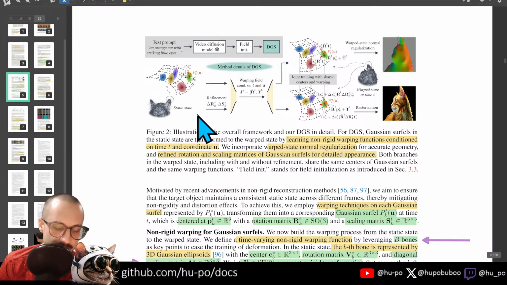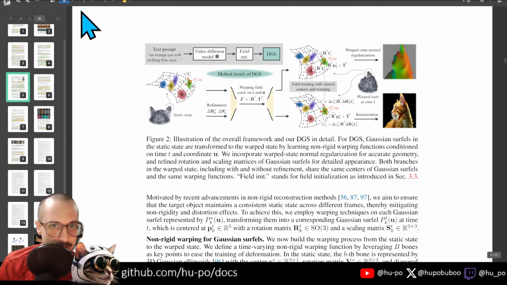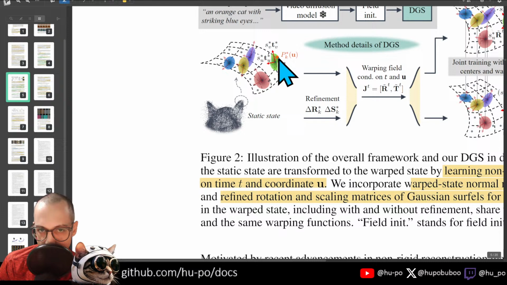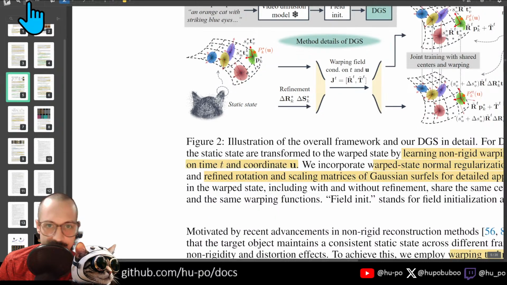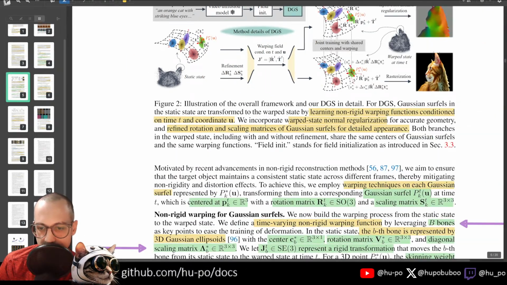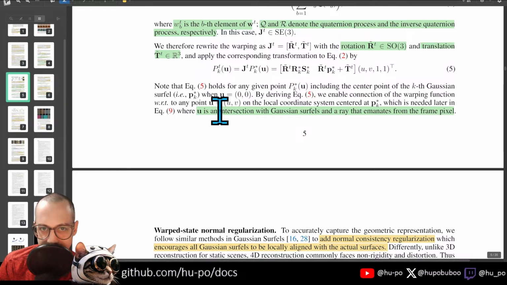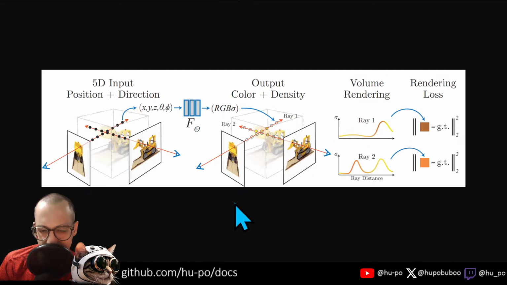So you see this right here. We can zoom in a little bit, zoom in into this image. See, the u defines a point on this Surfel. The reason we're defining this point on the Surfel is because whenever we actually do volume rendering, we're still doing this with rays. So u here is an intersection of a Gaussian Surfel and a ray that emanates from the frame pixel.